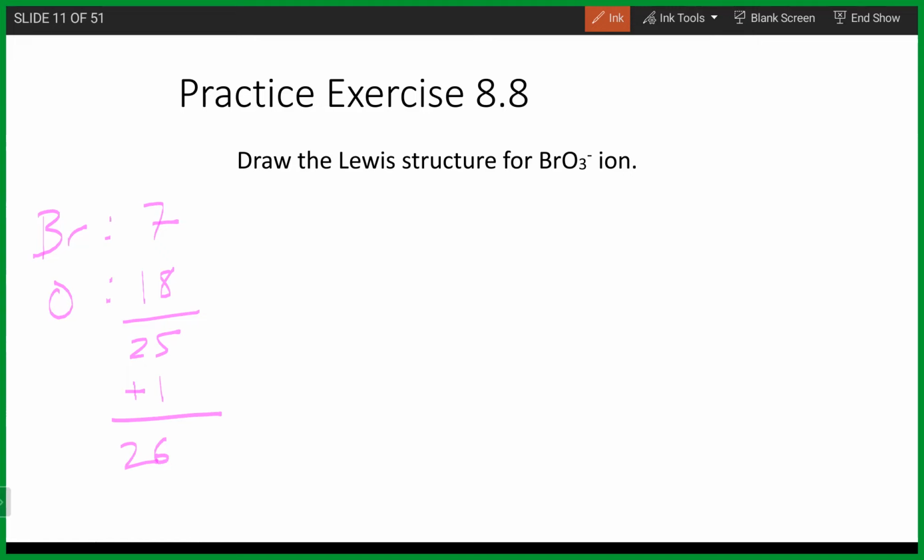And with this one, again, the less electronegative one is typically going to be in the middle. If there's only a single atom of one of the elements and multiple of the other, the thing by itself will typically be in the middle. So we know that the bromine is going to be our central piece. And then I'll just put the oxygens on the outside, do a single bond. And then we'll fill in the valence shell of each of these oxygens. So we'll do 6 electrons around each of them.